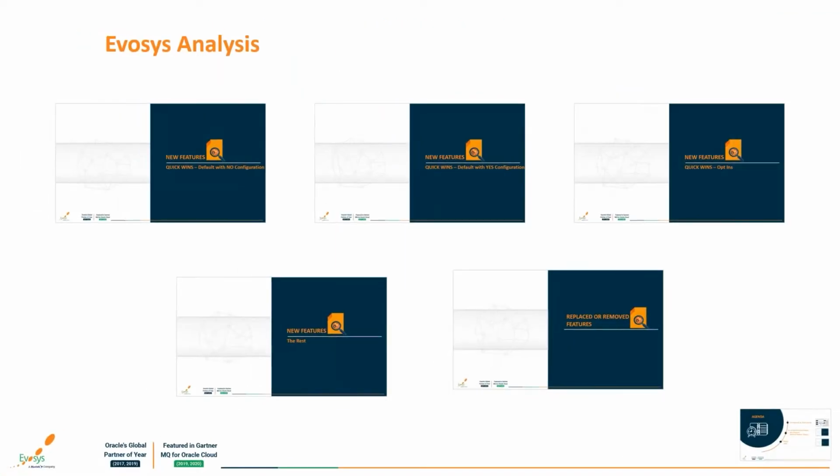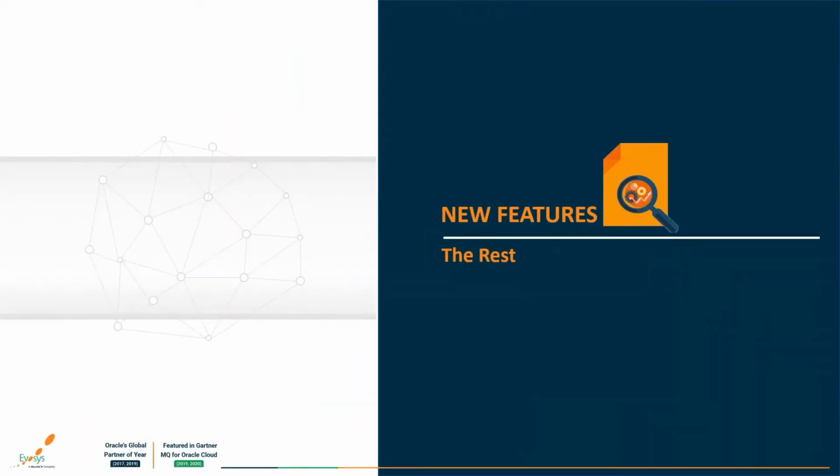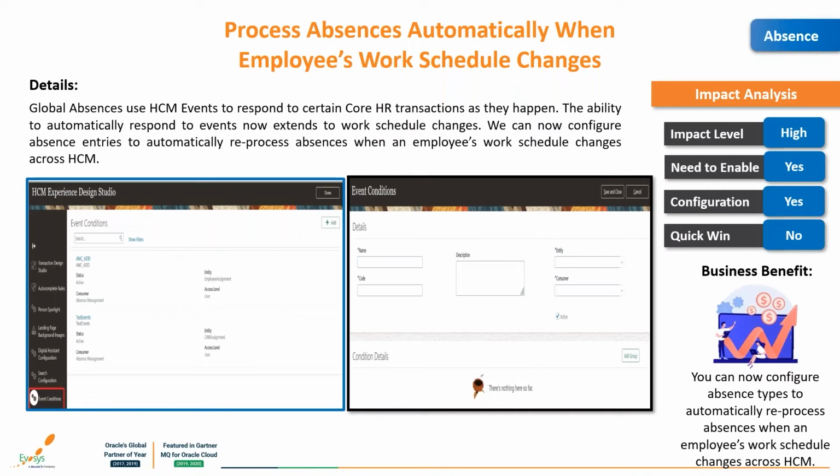Now moving on to the next set of features which are not quick wins. The first feature here is in the absence module, where it says process absences automatically when employees' work schedules change. Absence management modules actually use HCM events to enhance the purpose of the absence evaluation process.